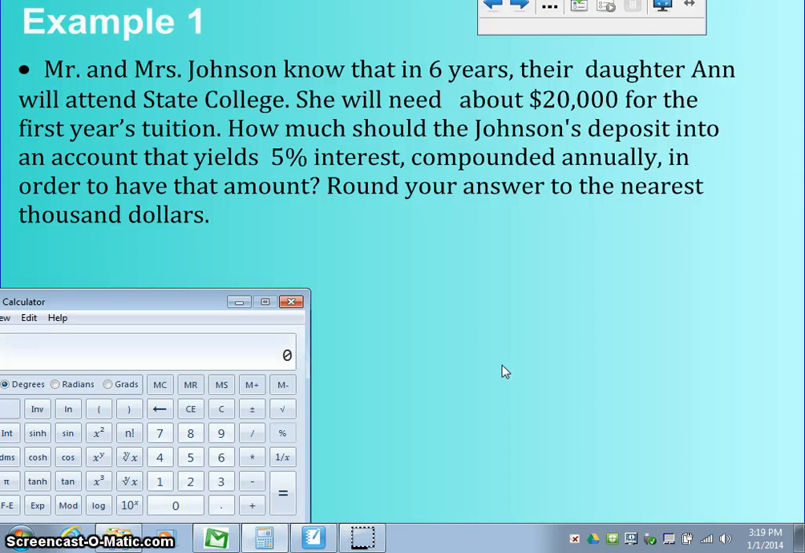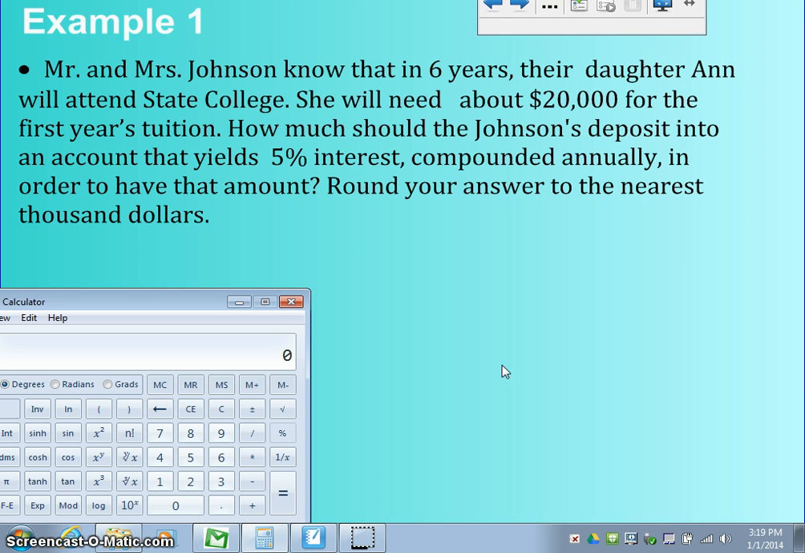Let's go ahead and get started with the last chapter in Unit 3, and that's on the present value of investments. So today we're going to calculate the present value of a single deposit investment, and then we're going to calculate the present value of a periodic deposit investment. So the difference in that, you heard single deposit investment.